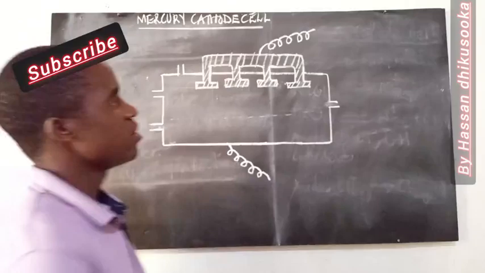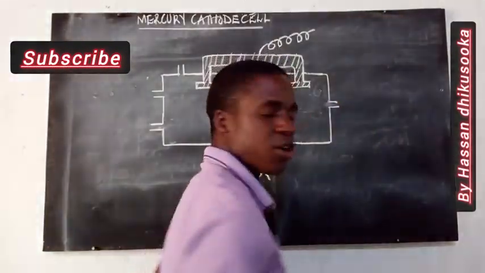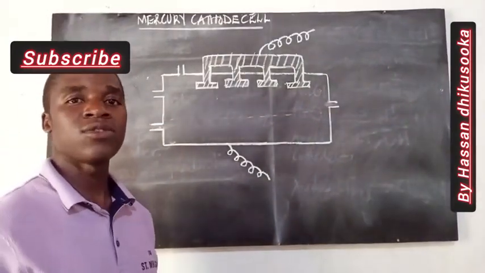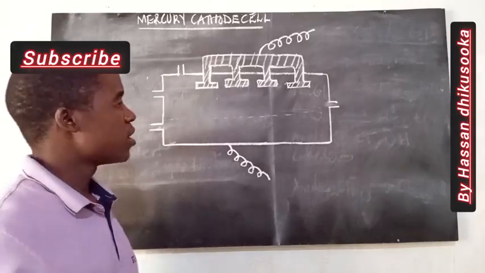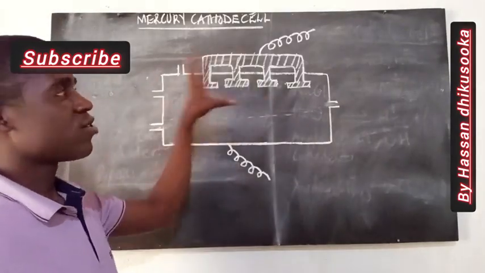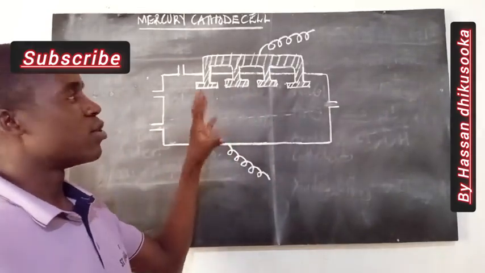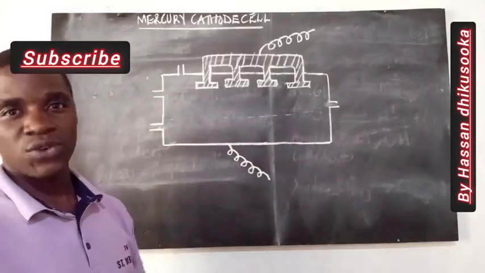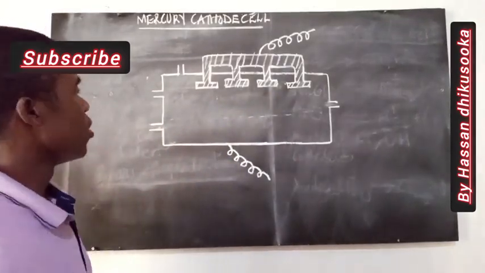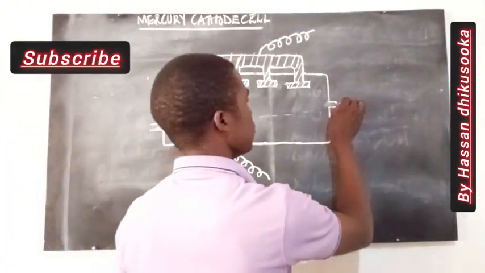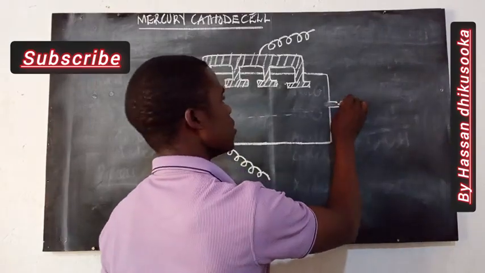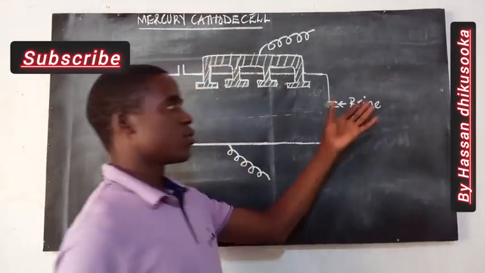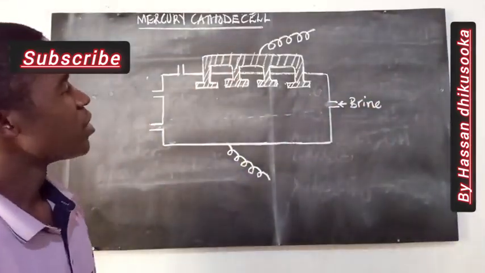Remember last time we listed the raw materials for the manufacture of chlorine gas, and one of them we talked about was brine, or concentrated sodium chloride solution. This is the vessel that we shall use. We are going to introduce sodium chloride solution here. Sodium chloride solution is introduced from this side. This is what we are talking about, brine in. You are introducing concentrated sodium chloride solution.